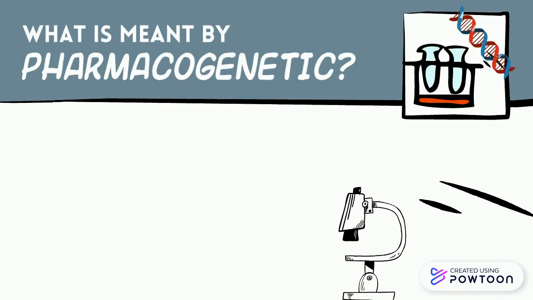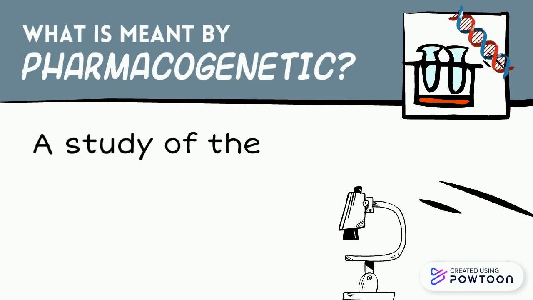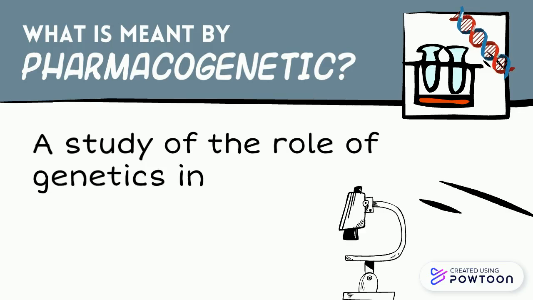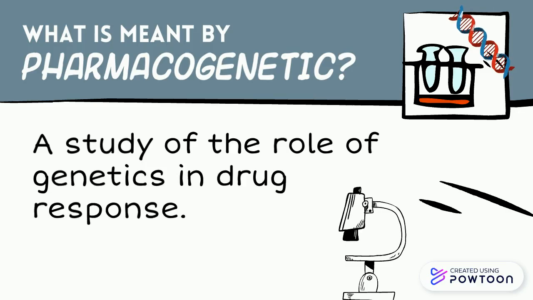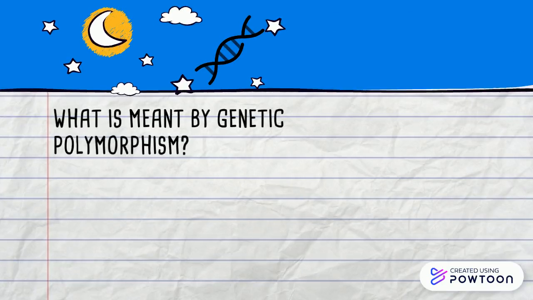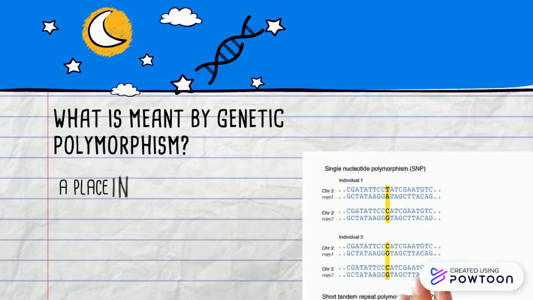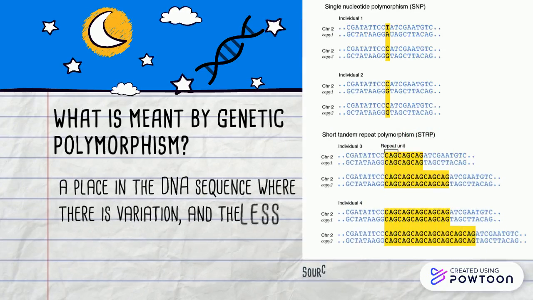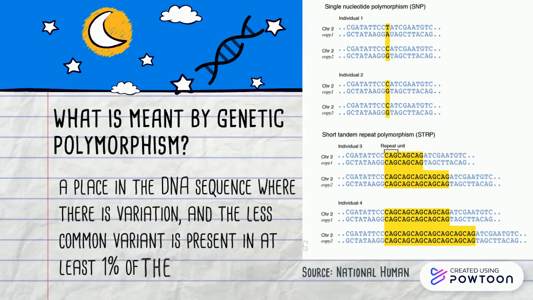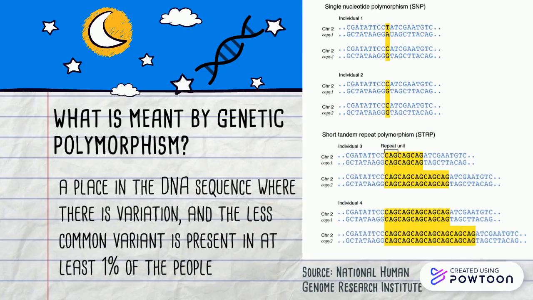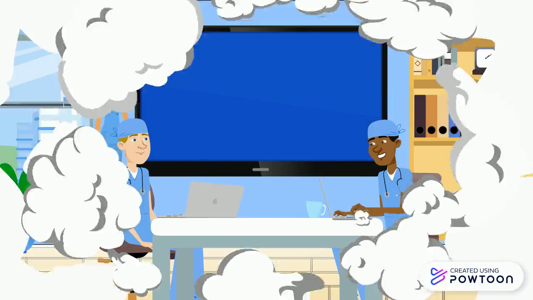Before we go into details, what is meant by pharmacogenetic? Pharmacogenetic is a study of the role of genetic in drug response. And what is meant by genetic polymorphism? Genetic polymorphism can be defined as when a place in the DNA sequence where there is variation and the less common variant is present in at least 1% of the people.